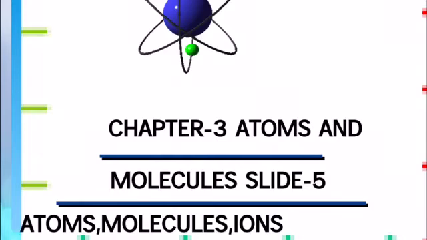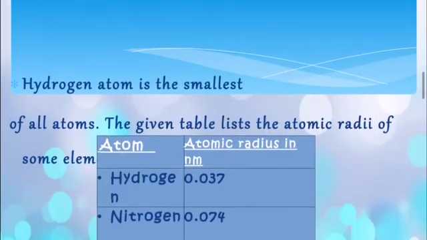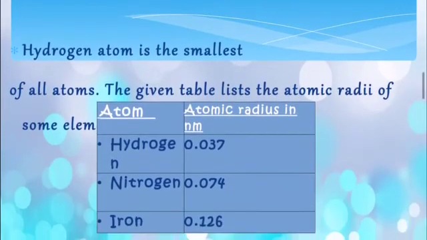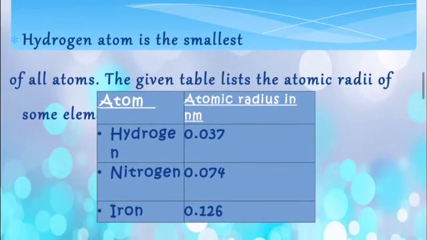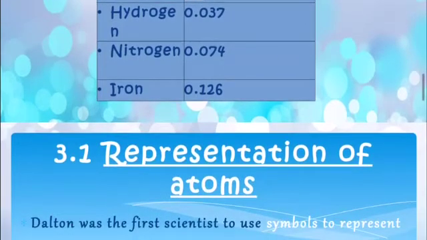Hydrogen atom is the smallest of all atoms, and the given table lists the atomic radii of some elements. So you can see the atomic radius of hydrogen atom is the smallest, compared with nitrogen and iron.